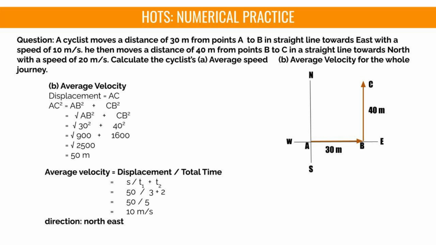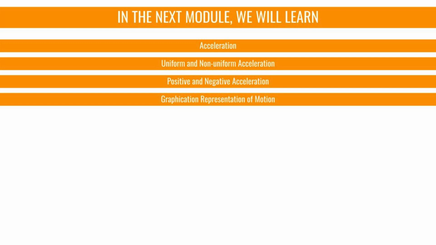Step 2, use average velocity formula. Average velocity equals displacement divided by total time. We already calculated total time equals 5 seconds. So, average velocity equals 50 by 5 is equal to 10 m/s. Step 3, direction. Now velocity must have direction. Since motion was towards east and then north, the final direction is northeast.